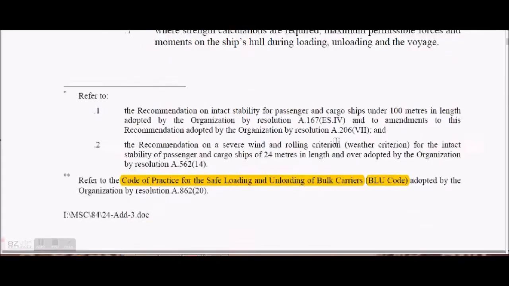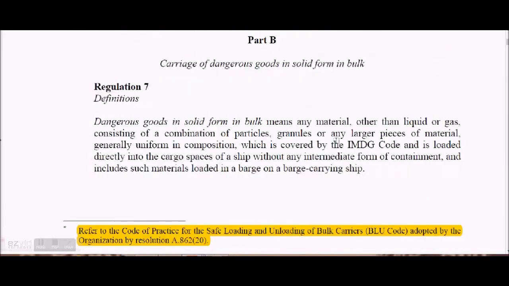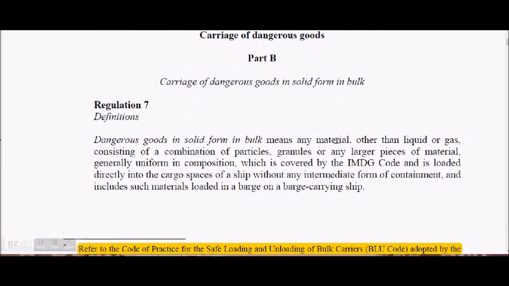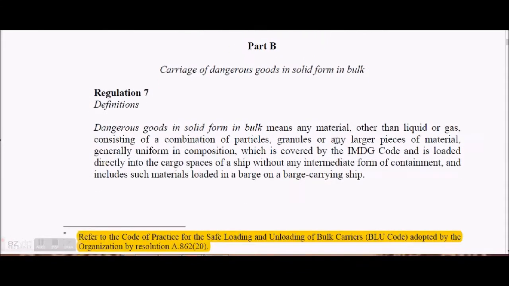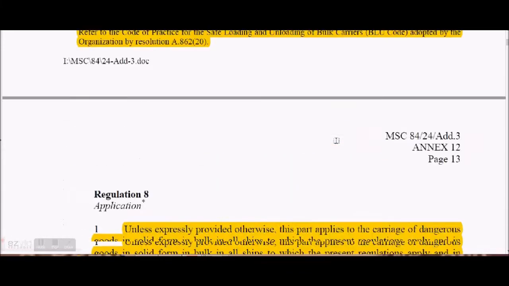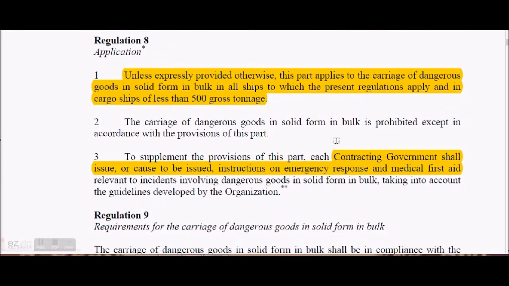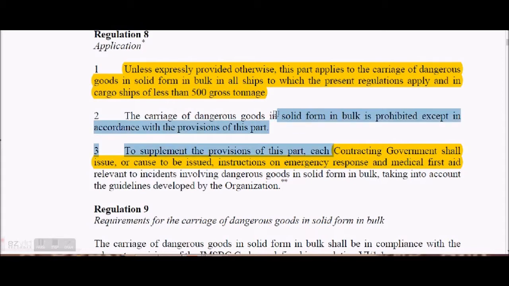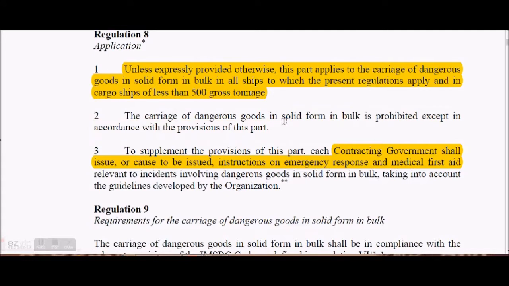Then carriage of dangerous goods in solid bulk form. So this is part B, carriage of dangerous goods. Regulation 8: unless expressly provided otherwise, this part applies to the carriage of dangerous goods in solid form in bulk in all ships to which the present regulations apply and in cargo ships of less than 500 gross tonnage. So it applies to vessels which are less than 500 gross tonnage also.